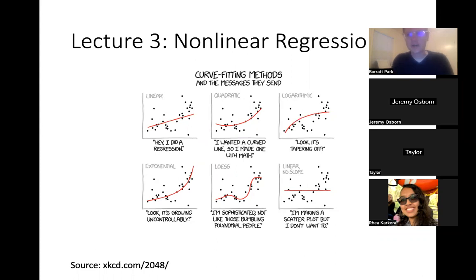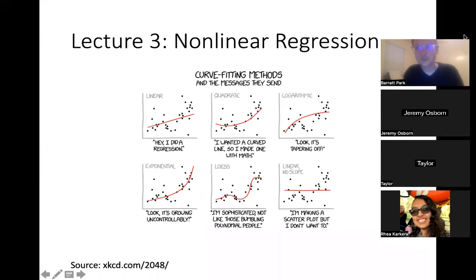Okay, so let's go ahead and get started. We've been talking about how to obtain physical parameters by fitting measured data to a fit equation. So far, we've looked at examples using just linear equations, which is the simplest case. But today, we're going to start looking at nonlinear regressions. This is a more complicated case.